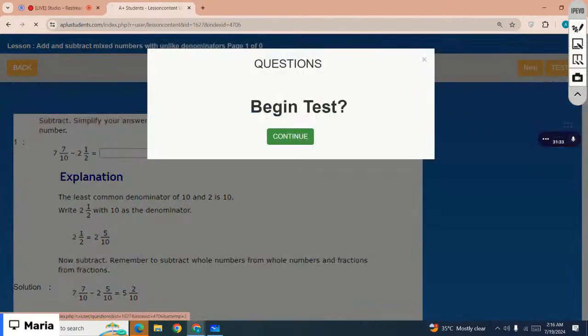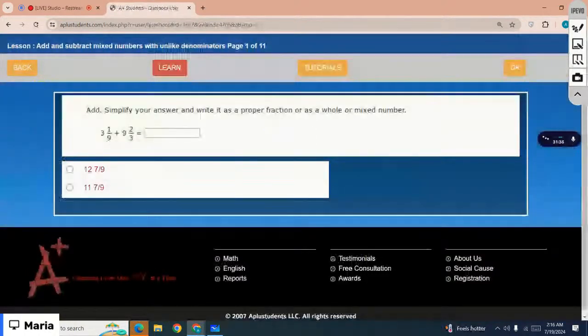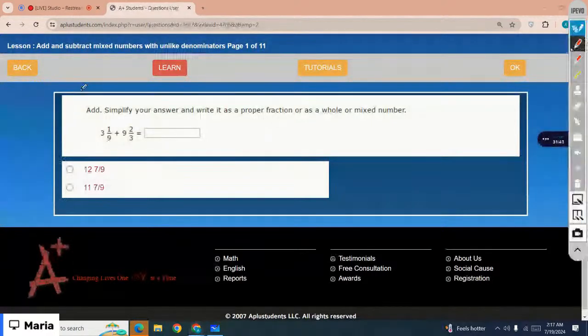Okay. The next one is add 3 whole 1 over 9 plus 9 whole 2 over 3. When we are adding fractions, the first thing is you need to make their denominators the same. Look, they have different denominators. Here you have 9, here you have 3. We need to make them the same first. How do you make them the same? You always make the smaller denominator equal to the greater one. So you need to make that 3 equal 9.